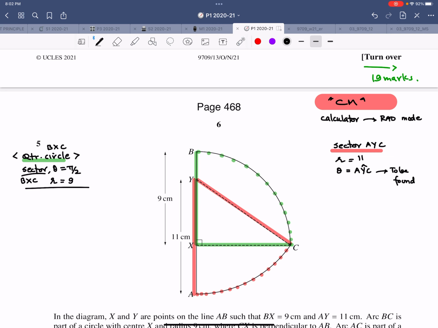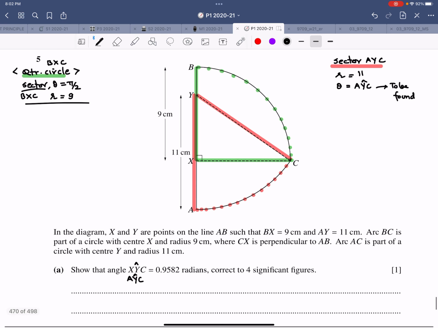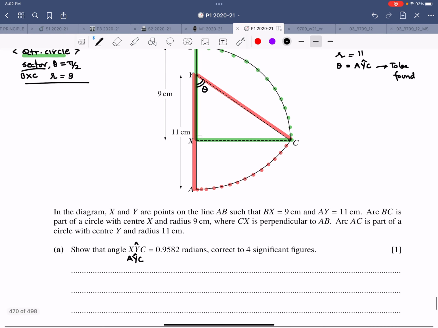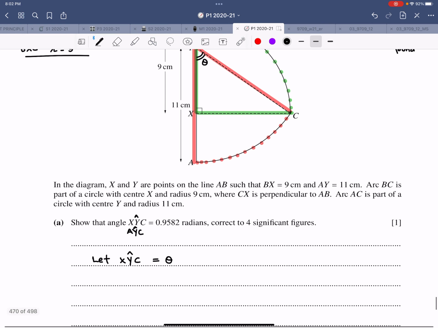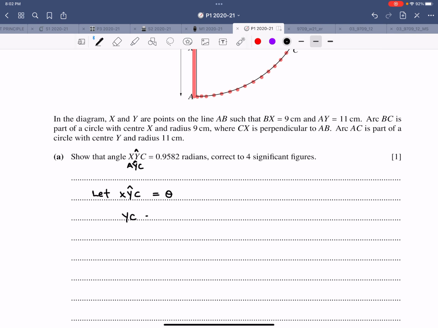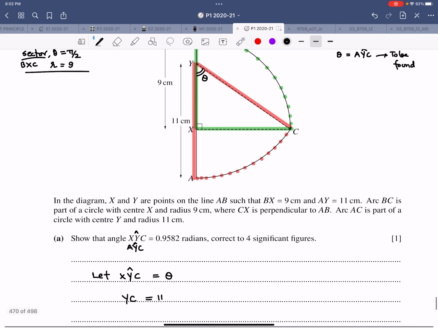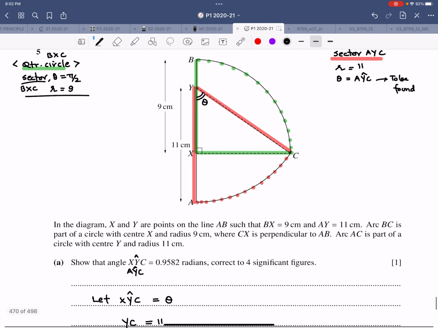Now, first of all, in order to find an angle, I need a triangle. So if I need a triangle, this is the angle. Let me call this theta. So let angle XYC equal theta. The orange line, YC, is 11. And the green line, XC, equals 9. So you have 9, you have 11. 11 is the hypotenuse and 9 is the opposite with respect to theta.